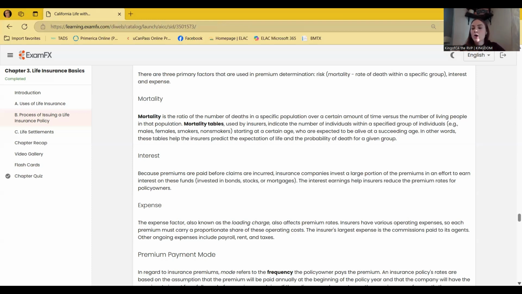Okay. So mortality tables are used by insurance to indicate the number of individuals within this group, males, females, smokers, non-smokers, 30-year-olds, 36-year-olds, 70-year-olds, right? Different things like that, starting at a certain age, who are expected to be alive at that succeeding age, okay? In other words, these tables help the insurers predict the expectation of life and probability of death for a given group, okay? So this just allows them to kind of know how many policies they may have to pay out within a given group. Okay.